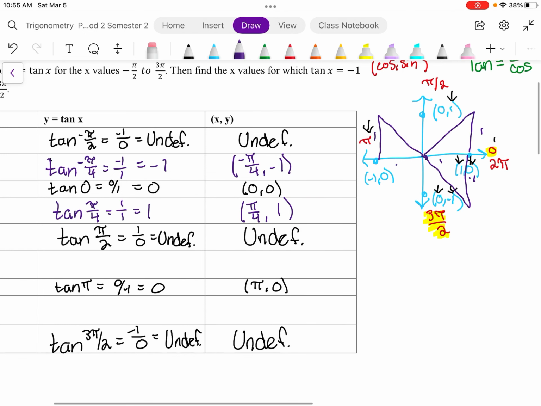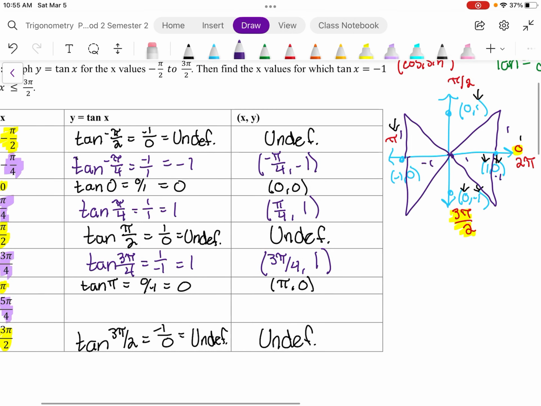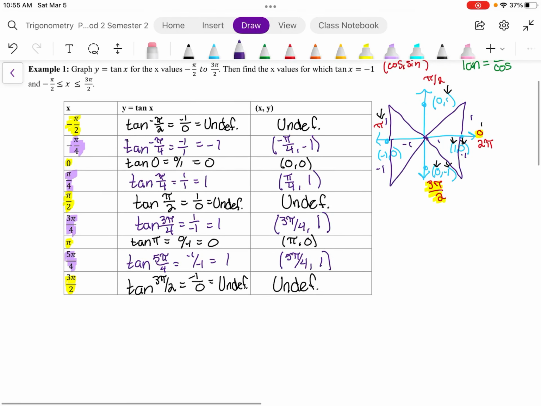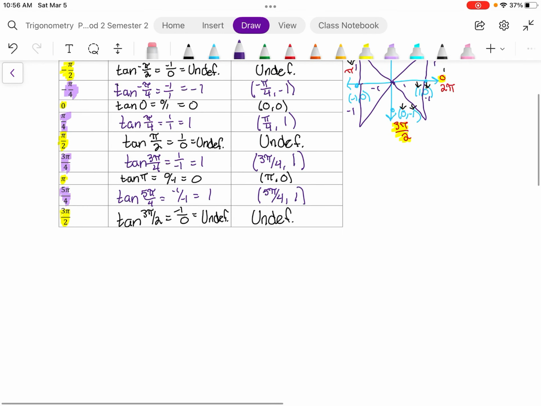And then moving on to our third quadrant, we would have 1 over negative 1 for 3 pi over 4. Oh, nope, it's supposed to be a comma. And lastly, if we do 5 pi over 4, we would get the tangent of negative 1 over negative 1, which simplifies to positive 1. Now that we have all of our coordinate points, we can go ahead and draw our graph.